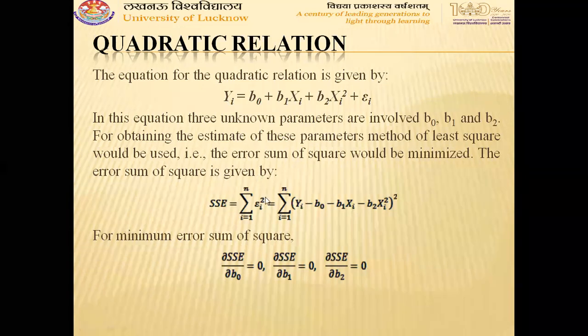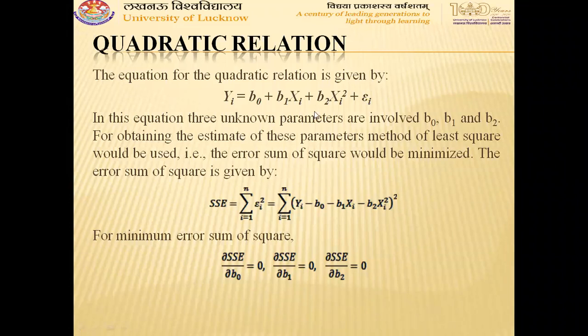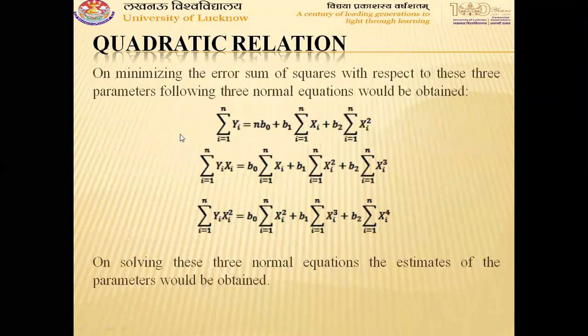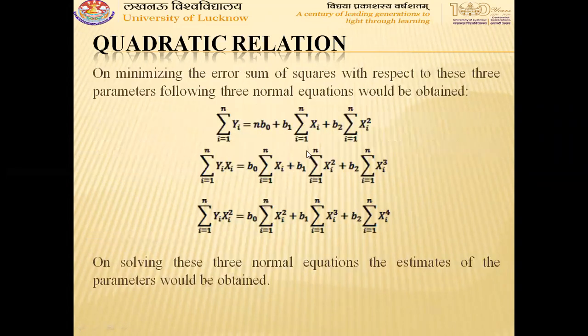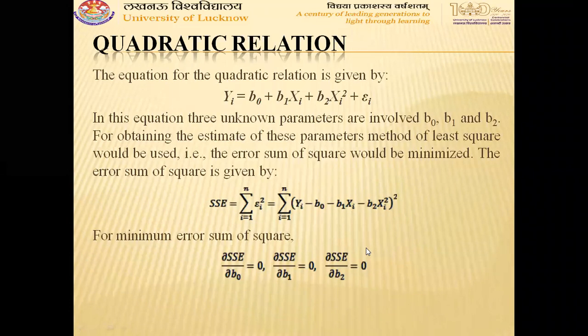Here the sum of squares will again be SSE is equal to summation epsilon i square, which will give summation yi minus beta naught minus beta 1 xi minus beta 2 xi square, whole square. Then we again minimize the error sum of squares with respect to the unknown constants beta naught, beta 1 and beta 2, which will give rise to the following three normal equations. These normal equations can easily be written.